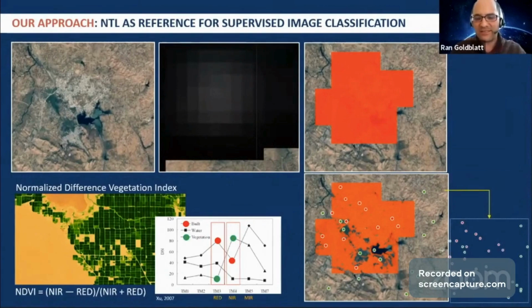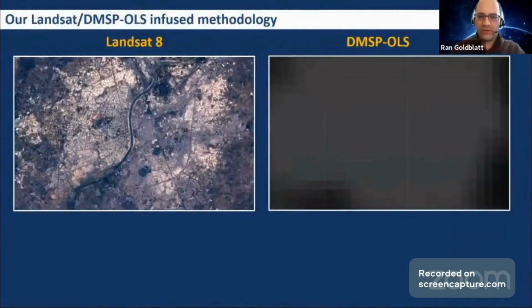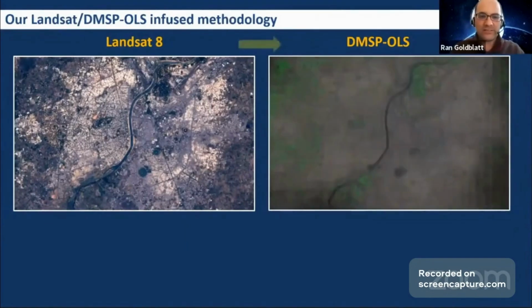Else, it is labeled as unbuilt up. And this is how we can collect millions of examples that we can use for this supervised image classification exercise. So again, we rely on two sources of data. One is Landsat 8, daytime imagery in a spatial resolution of 30 meters. The other one is DMSP OLS.